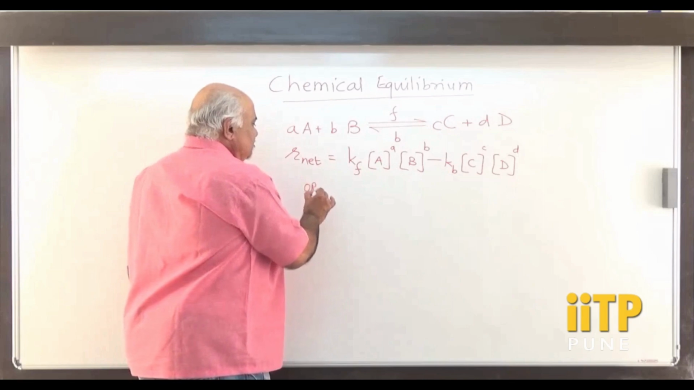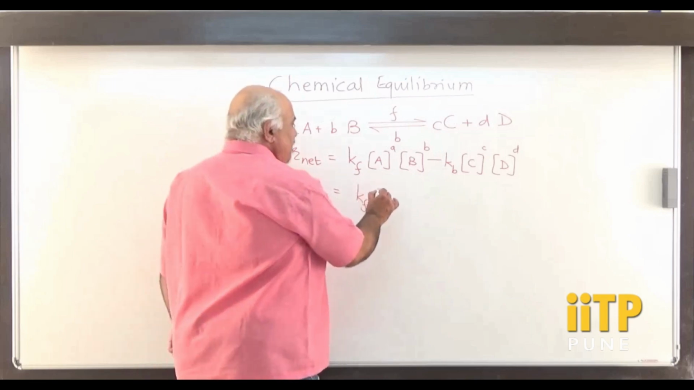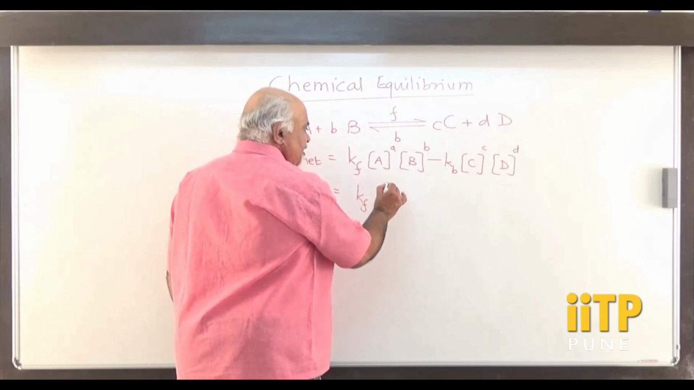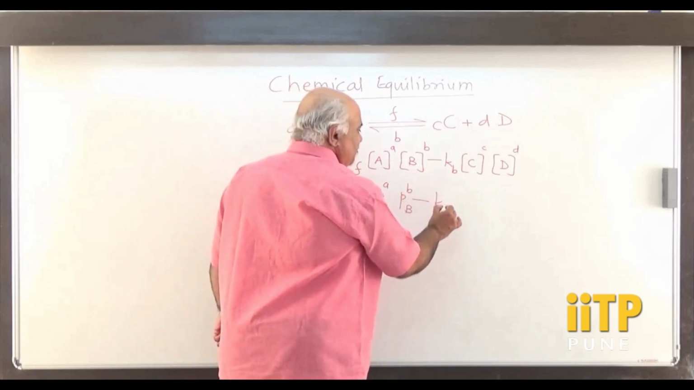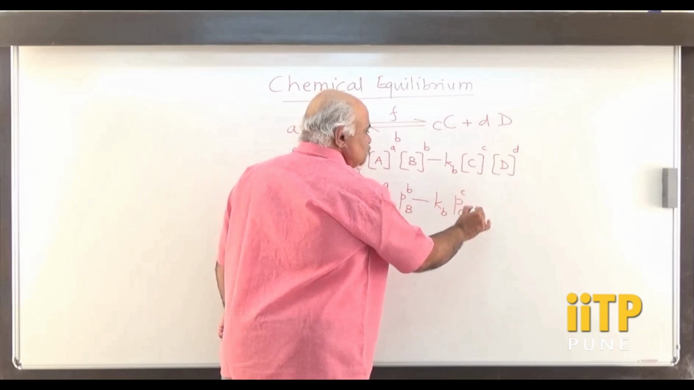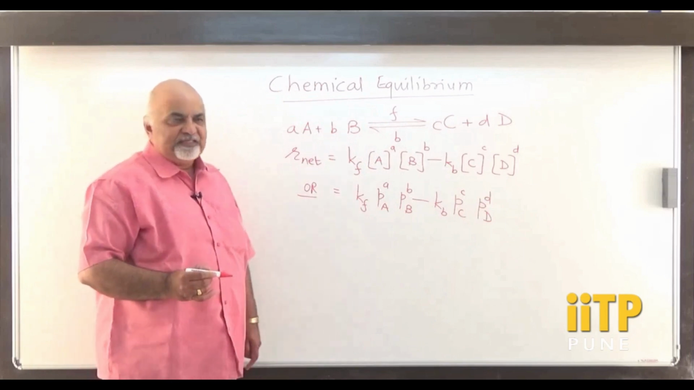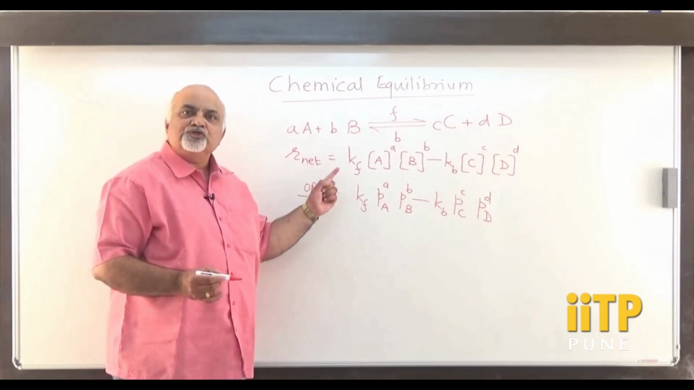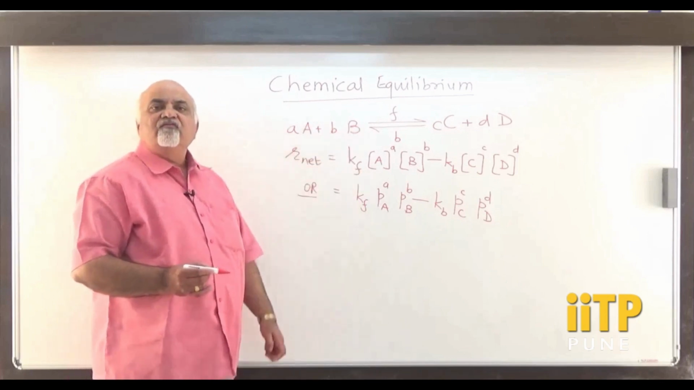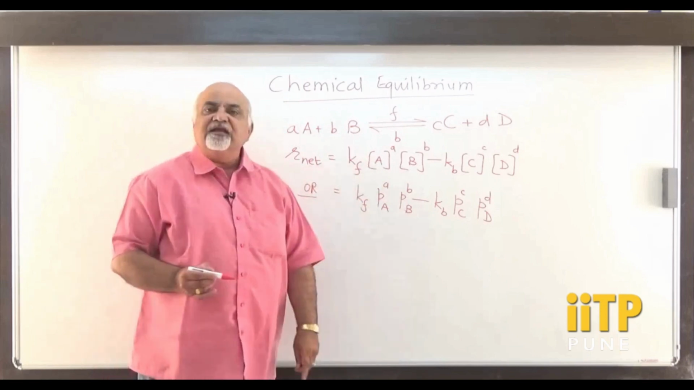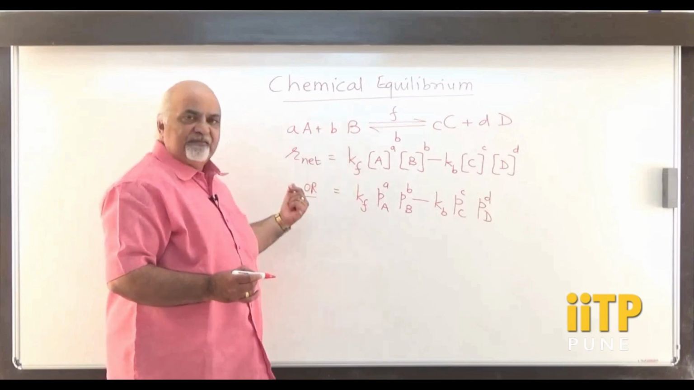You can have the rate in the same way with Kf, of course the units will be different, times the partial pressure of A raised to a, partial pressure of B raised to b, minus Kb times the partial pressure of C raised to c, partial pressure of D raised to d, when the reaction is in the gas phase. This equation can be used for solutions, and this can be used for gases. This is the net rate for any reaction showing reversibility.